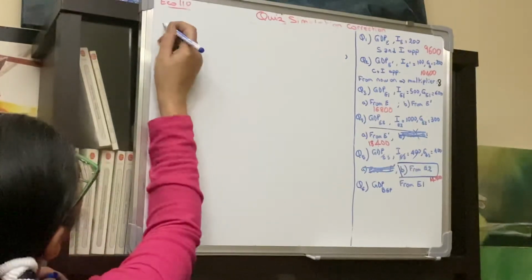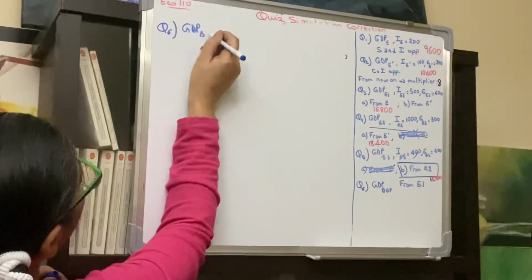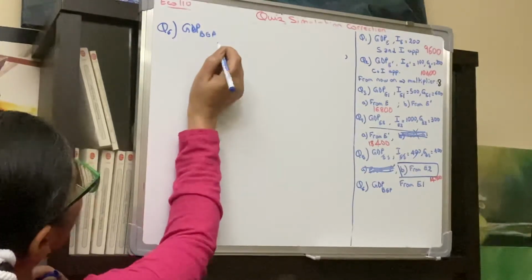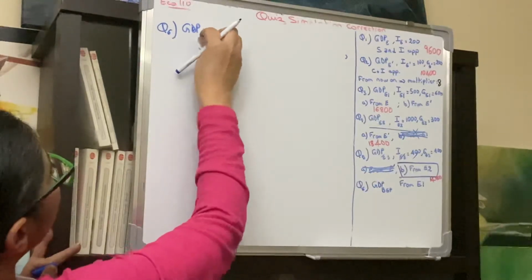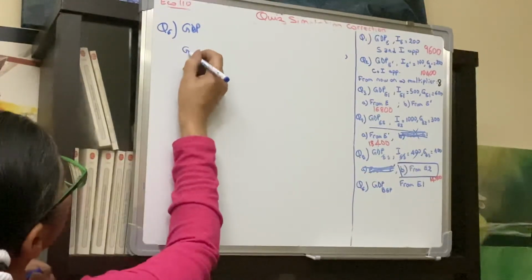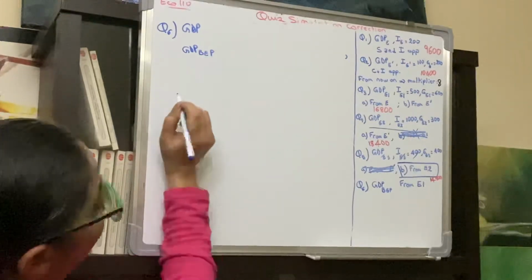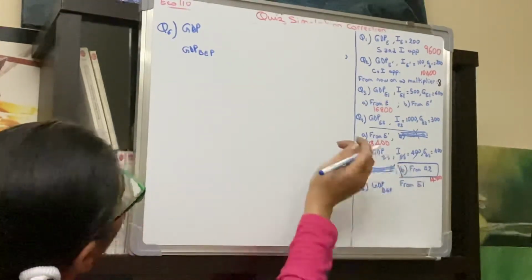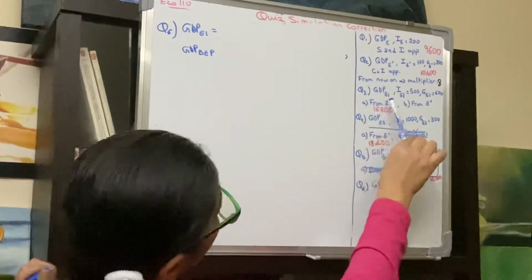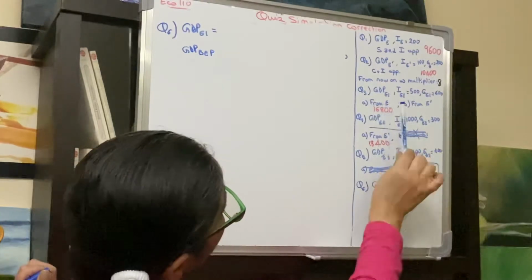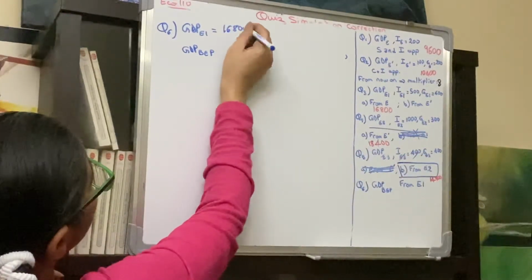Question 6. GDP at BEP, that's what I'm looking for. But what I usually do is give the data first. So I'm looking for GDP at BEP from E1. So what do I have in E1? The GDP at E1 was equal to 16,800.